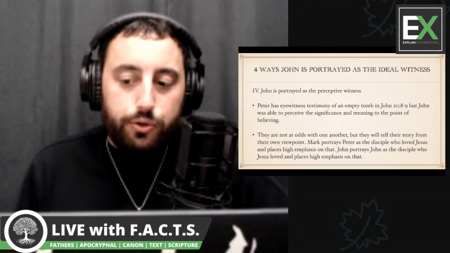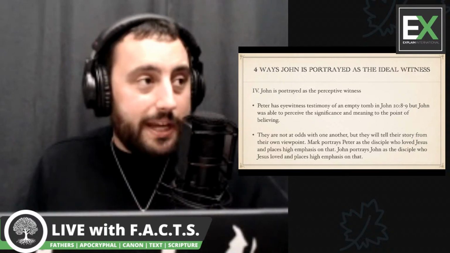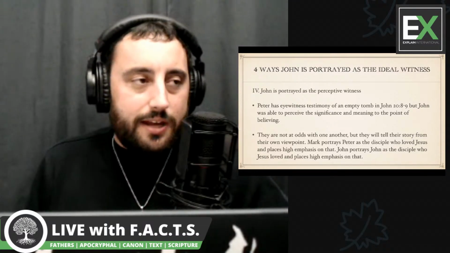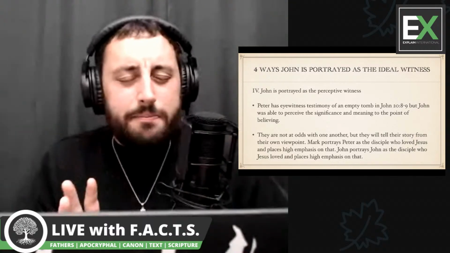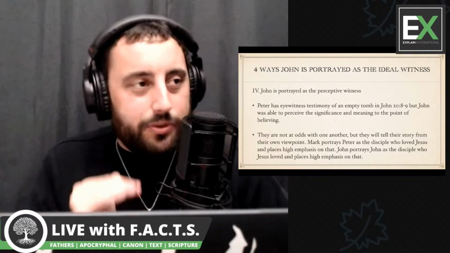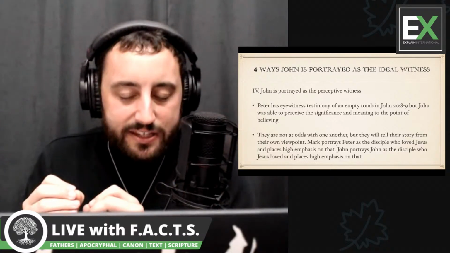Mark portrays Peter as a disciple who loved Jesus. Mark shows that Peter was passionate and zealous about loving Jesus. And there should be an emphasis on that. But it's interesting, it's reversed in John's gospel. John portrays the disciple whom he loved himself as the disciple that, as I just said, Jesus loved. Peter is portrayed as loving Jesus. John is portrayed as Jesus loving John. It doesn't mean that John didn't love Jesus, and it doesn't mean that Jesus didn't love Peter. That's not what's being said here. But that is the intimacy factor that John had as the ideal witness.